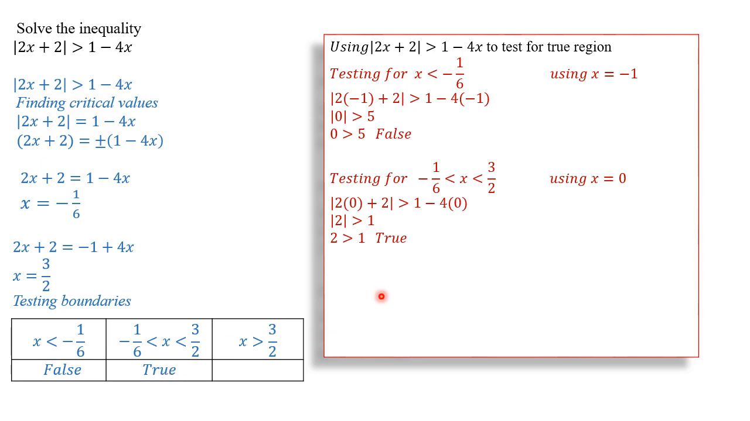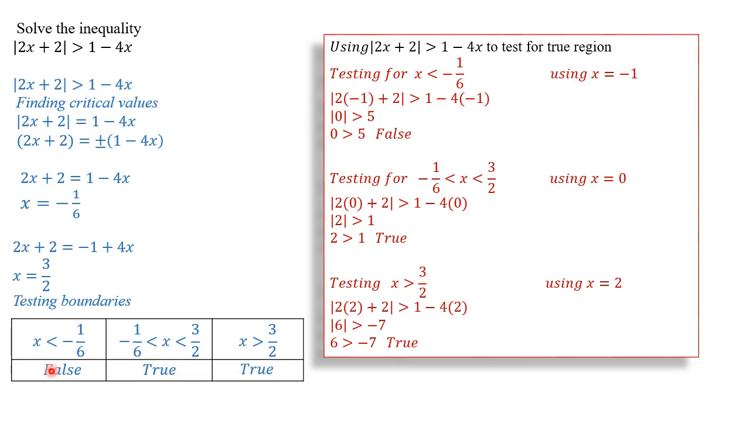Then we go to the next one, testing the region greater than 3 over 2. We use x equals 2, a number greater than 3 over 2. Substituting 2 into that inequality, we have modulus of 6 greater than minus 7, which gives us 6 is greater than minus 7. That is a true statement, which makes this region true.